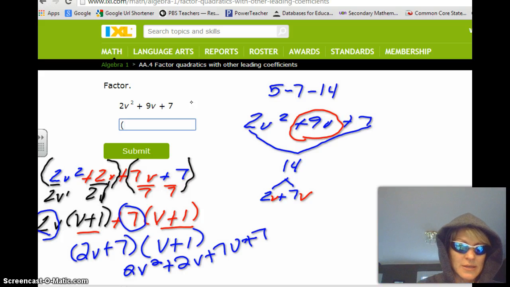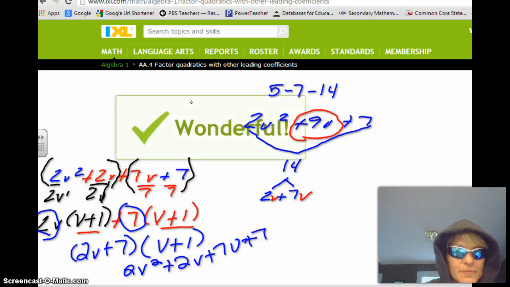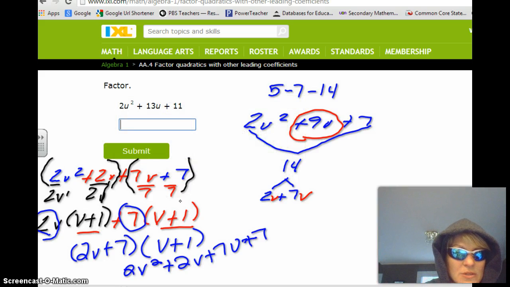So I'm going to go ahead and put in my 2v plus 7. And then I'm going to put in my v plus 1. Okay? And you may wonder why we only wrote this one time. It's because basically you're factoring out a GCF of v plus 1. And then when you divide it by v plus 1, you get the v plus 1. So we only bring one of these down here.